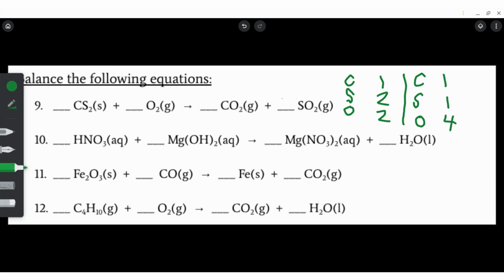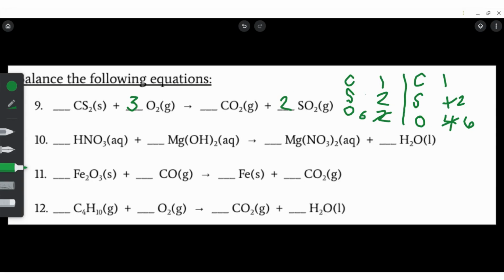And so to do that, I'm going to put a 2 right here in front to get 2 sulfurs. And so now that 1 becomes a 2, but by putting this 2, we also now have 4 oxygens here and 2 here. So that 4 turns into a 6. And so now our sulfurs are looking good. Our carbons are looking good, but our oxygens, we have 2 on this side and 6 on this side. So what I'm going to do now is put a 3 in front of the O2 on our reactant side because that changes our 2 there into a 6.